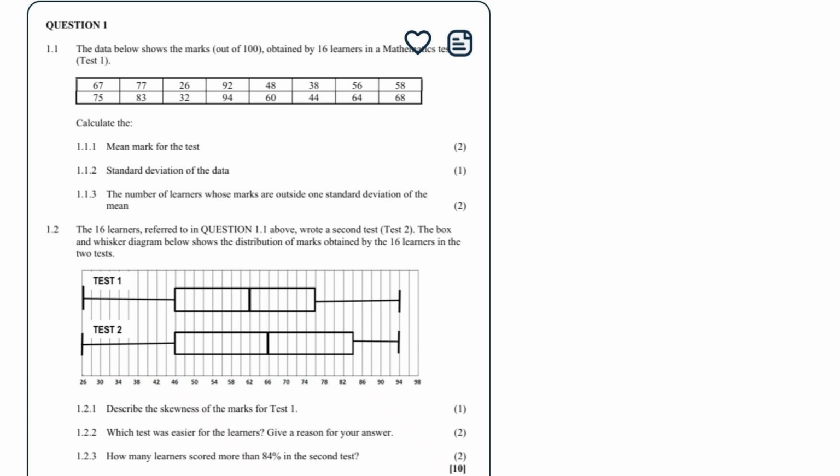All right, question 1.1. The data below shows the marks out of 100 obtained by 16 learners in a mathematics test. It was test 1, right? Therefore now we have 67, we have 77, 26, 92. So first things first, this data is not in ascending order. Therefore now you first have to arrange the data from the smallest to the largest, right?